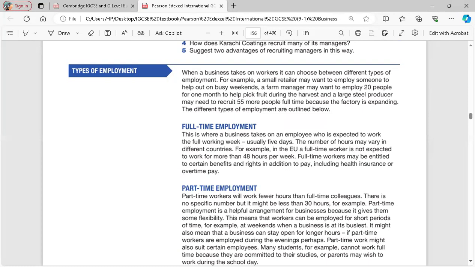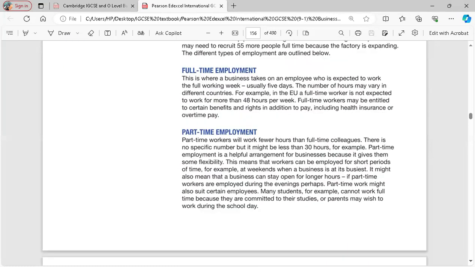So we have different types of employment here. We have full-time employment. This is where a business takes on an employee who is expected to work the full working week. So you are in full-time employment if you are expected to work all through the working days of the week. For part-time employment, you are going to work fewer hours than full-time workers. A full-time employee works throughout the weekdays, and a part-time employee works fewer hours. I think the point is clear.